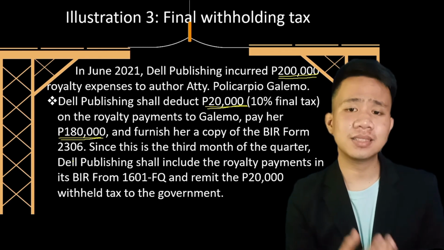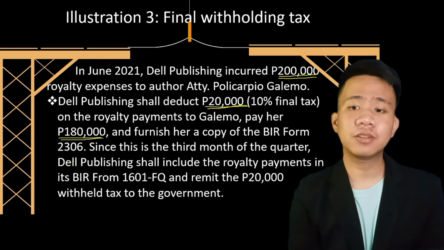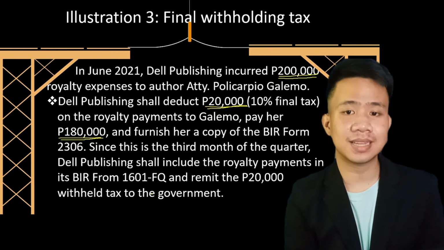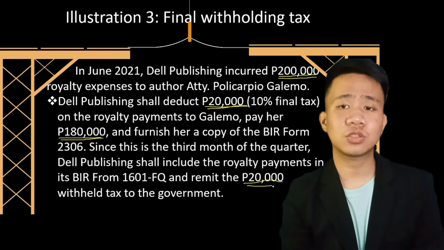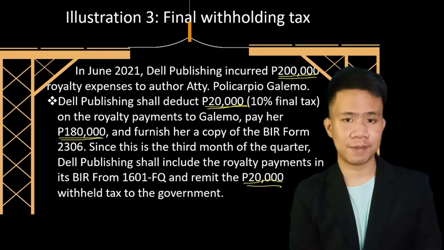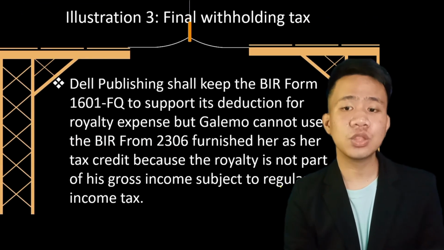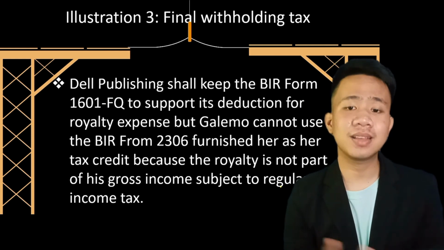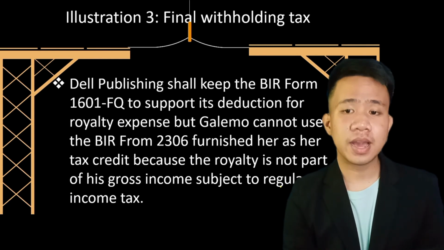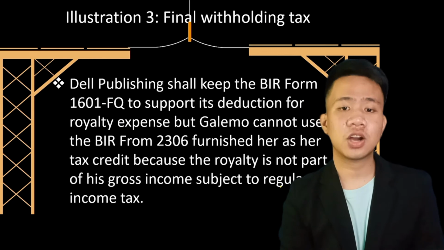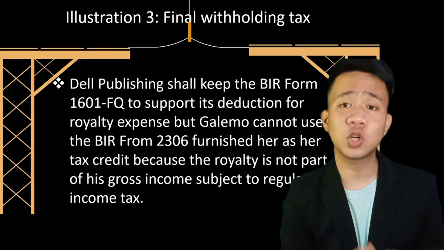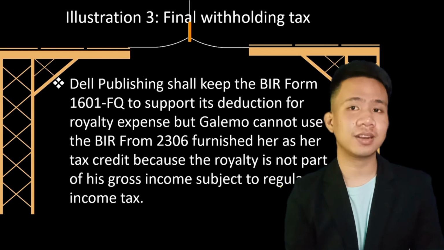2306. Since this is the third month of the quarter, Dell Publishing shall include the royalty payments in its BIR form 1601 FQ and remit the 20,000 pesos withheld tax to the government. Dell Publishing shall keep the BIR form 1601 FQ to support its deduction for royalty expense, but Galemo cannot use the BIR form 2306 furnished to her as her tax credit because the royalty is not part of his gross income subject to regular income tax.